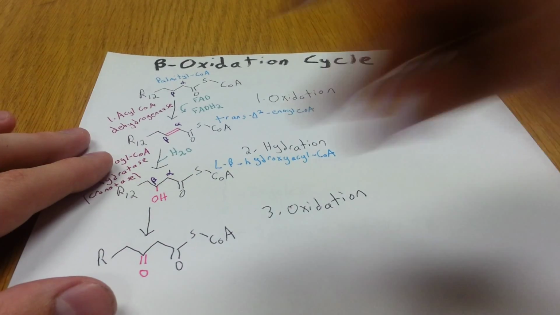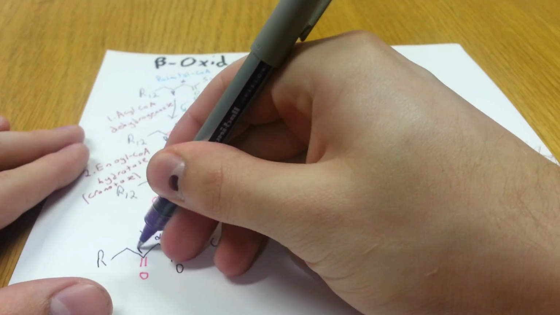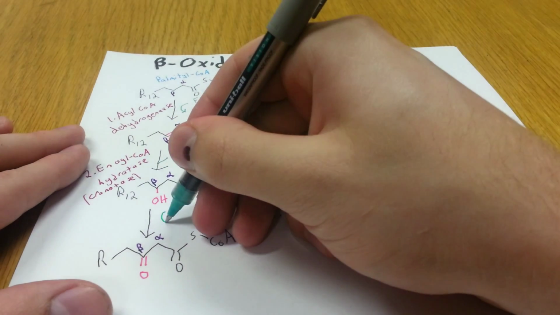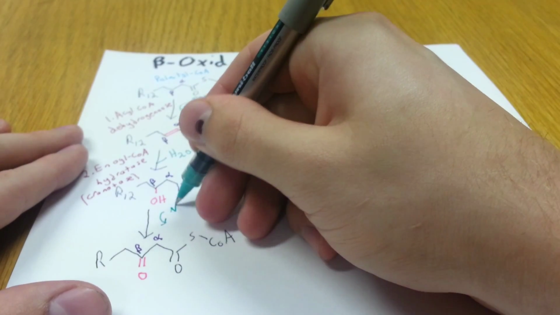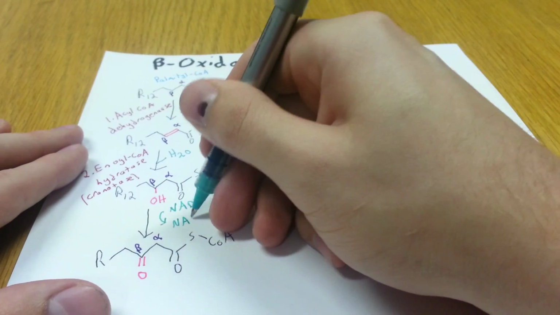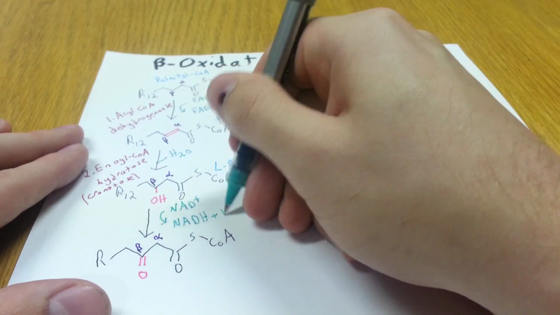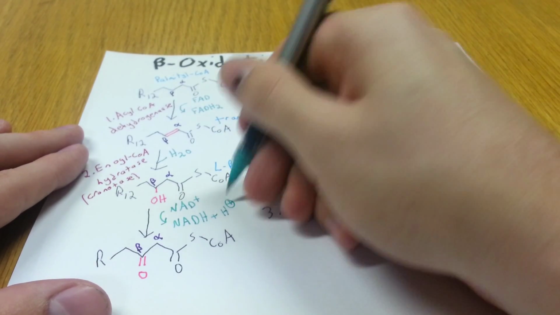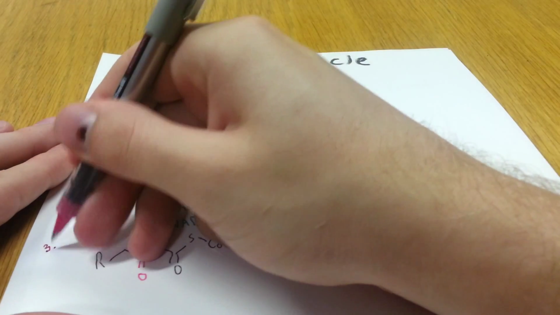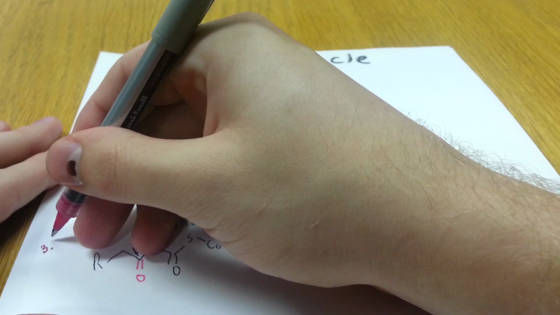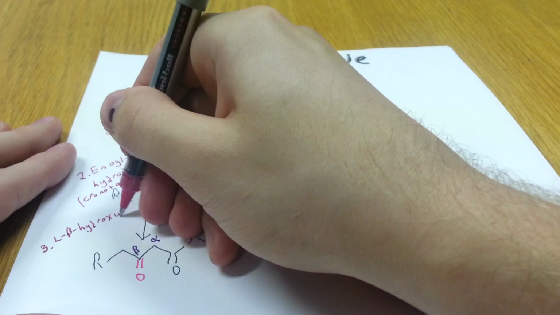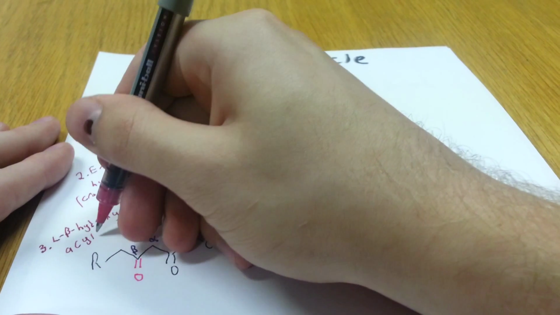And I will label the alpha and beta carbon again, just for continuity's sake. And the oxidating element here is NAD+ this time, instead of FAD as before. So NAD+ goes to NADH, and then there's another hydrogen in there because we had 2 extra hydrogens. And this is done by an annoyingly named enzyme called L-beta-hydroxyacyl-CoA dehydrogenase.